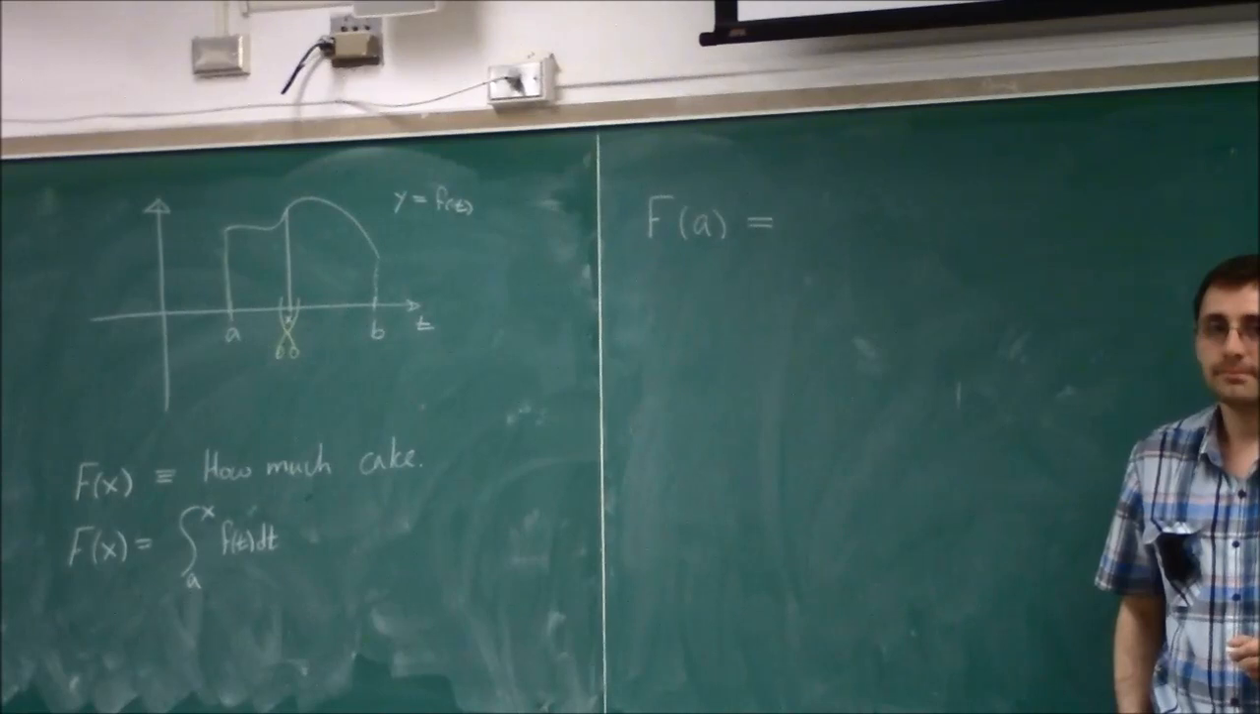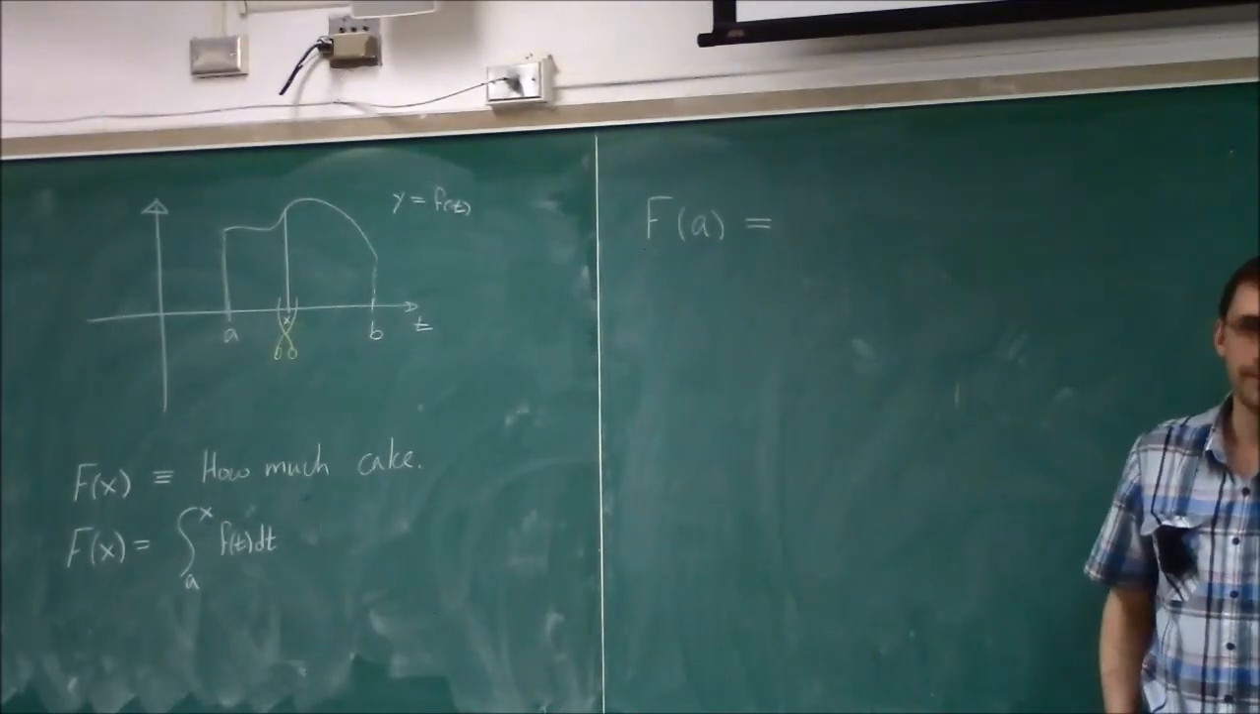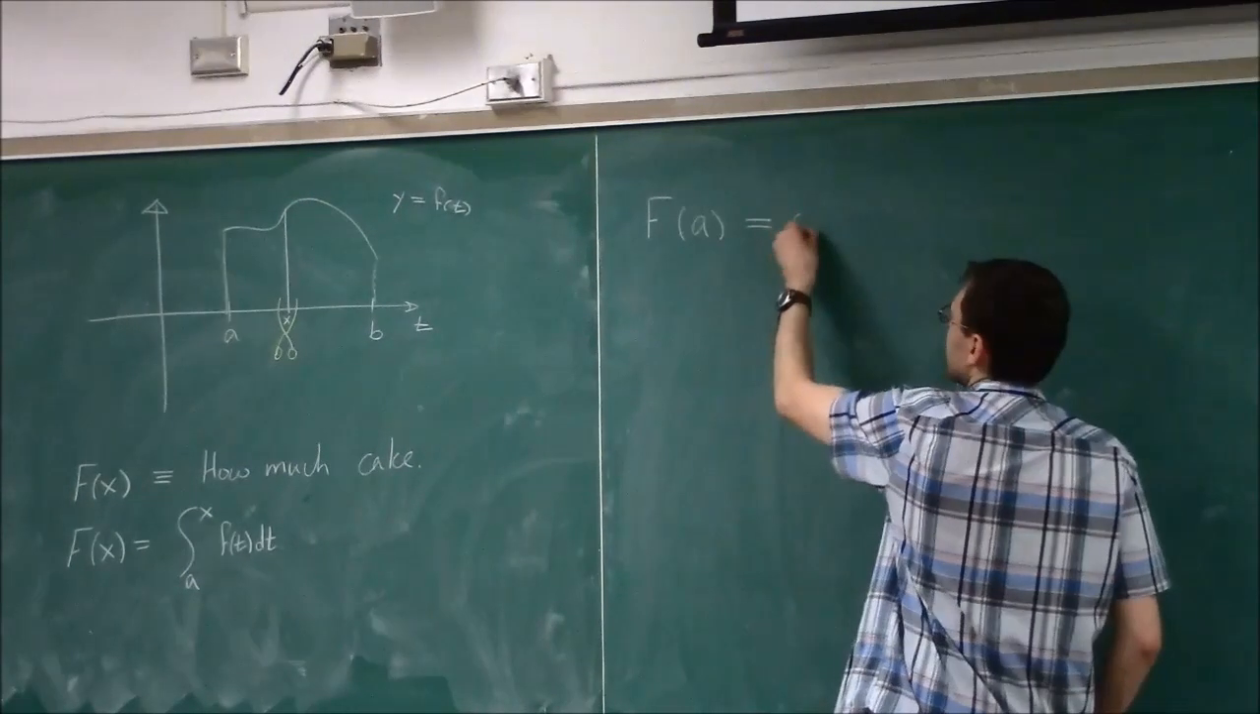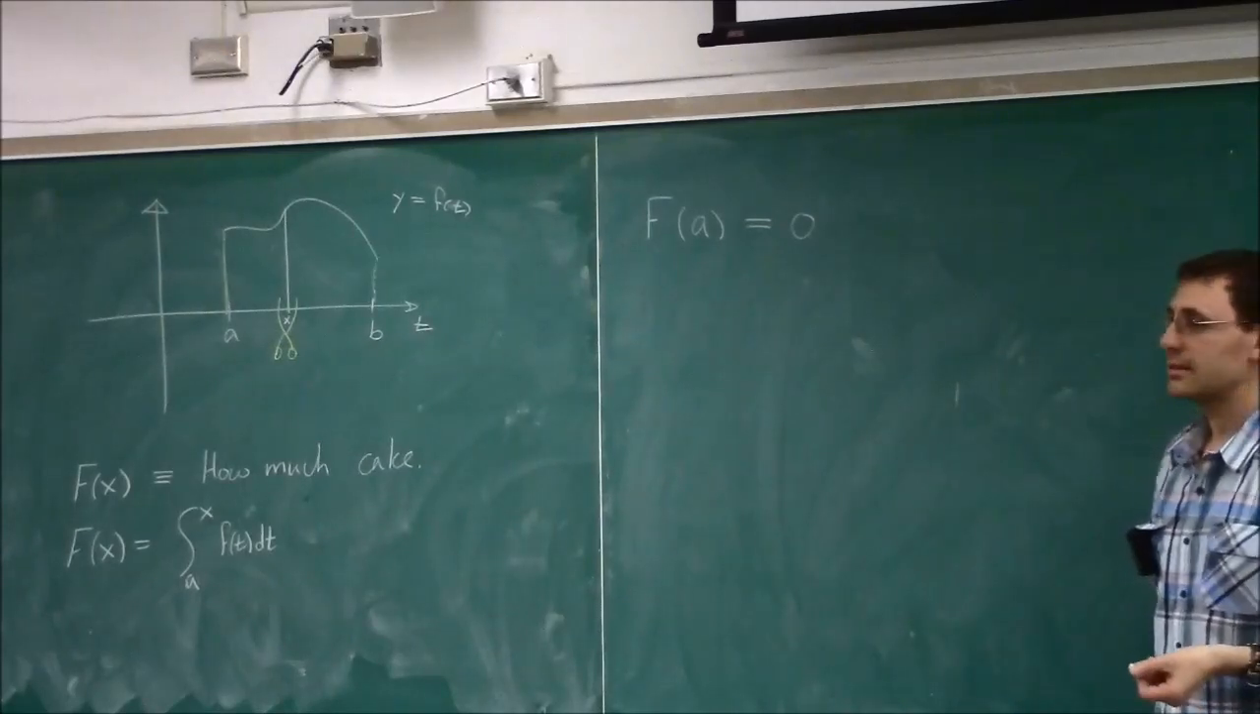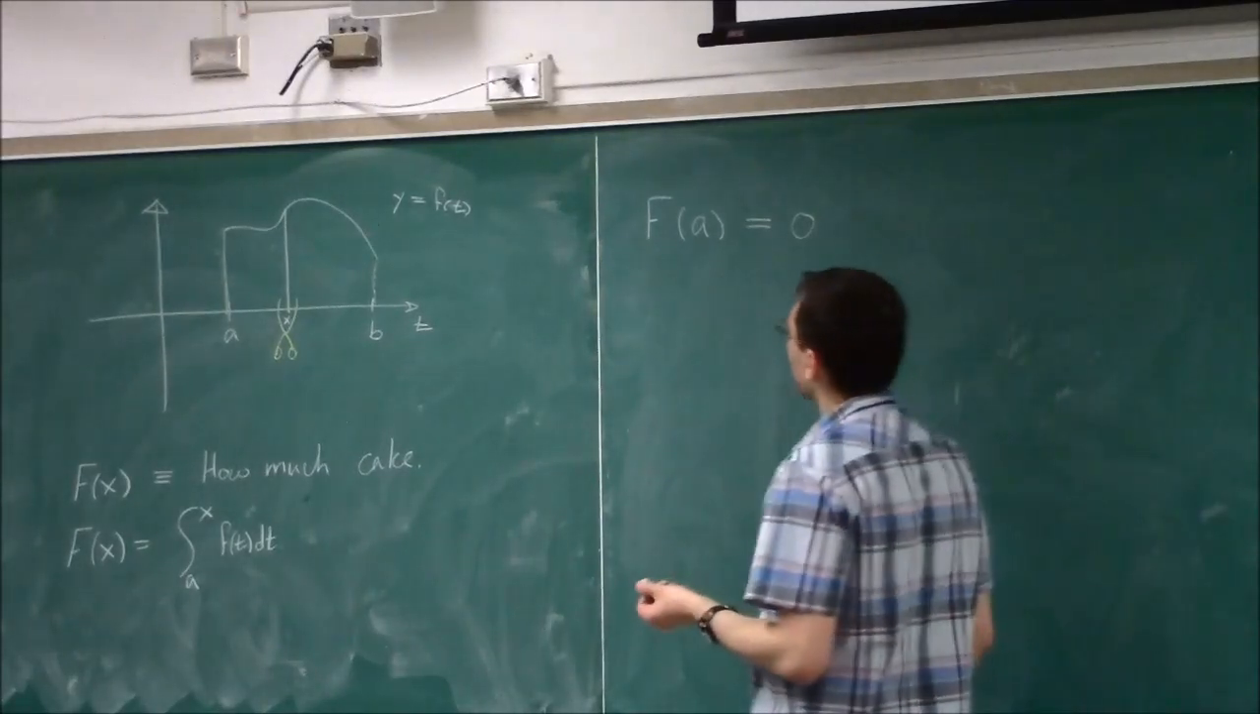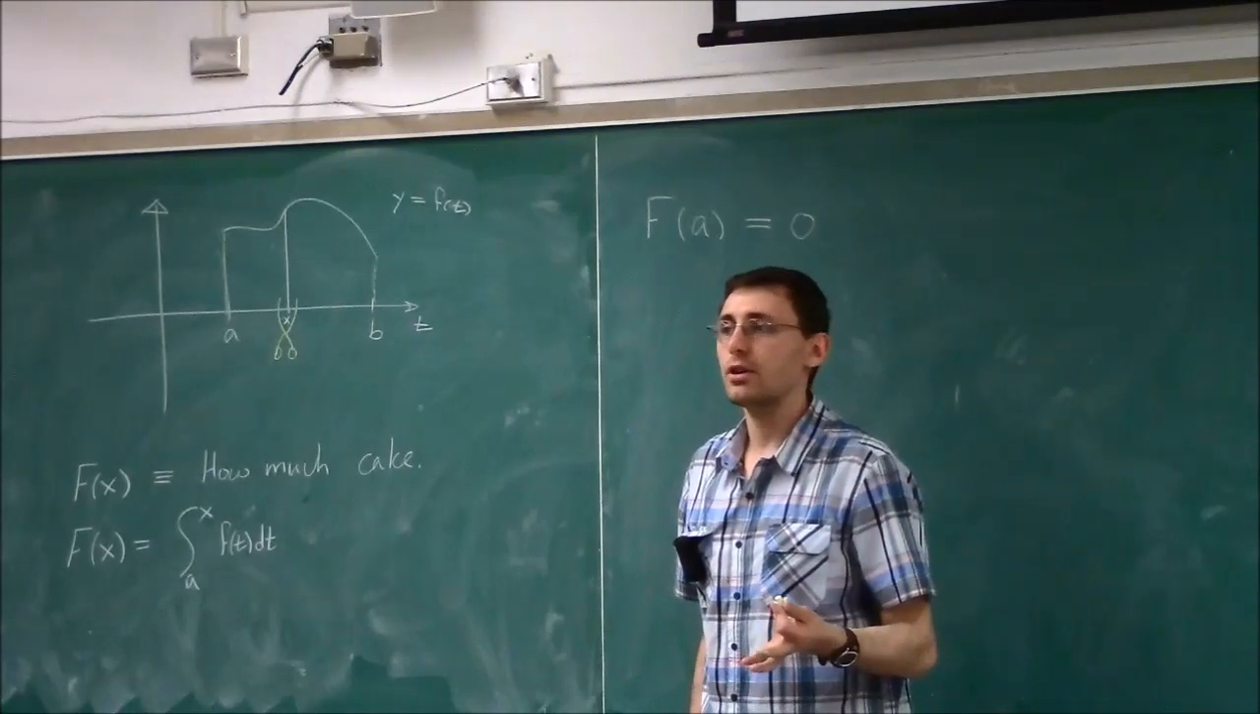She should not give you a cake. Exactly, you're insulting her. Don't give me a cake, auntie. F of a is 0. You get no cake. Understood? F of a is at least one easy value where you don't get a cake, right?